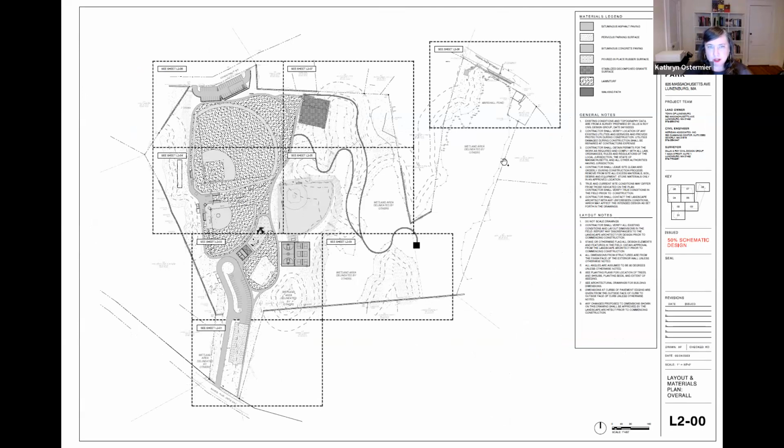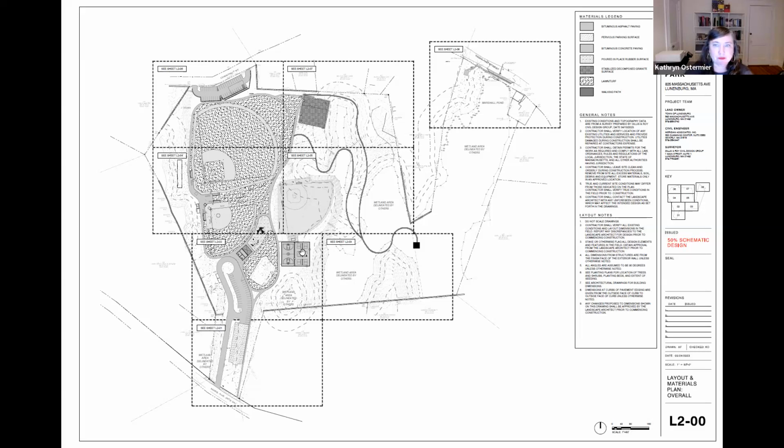Because the park is so large, we have a number of sheets laid out to make it more legible and more detailed for contractors. Setting that up is an important part of the schematic design process. So as we move through, we'll look at the sheets and they will each be labeled, and I'll call out those labels as we move through them.